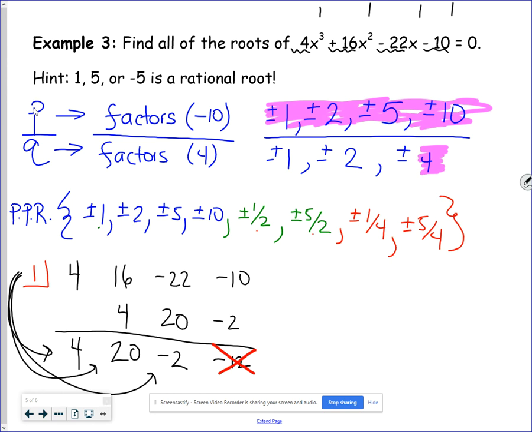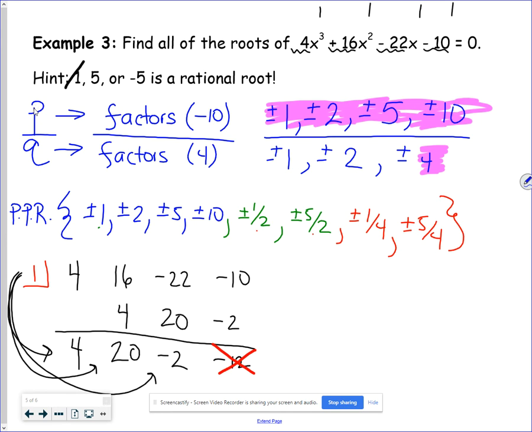So we can cross off the 1. All we've got to do, since this is a cubic equation, is find one of them. Because we are trying to get it down to an equation that we know how to solve. And we know how to solve quadratic equations. So that's our goal.